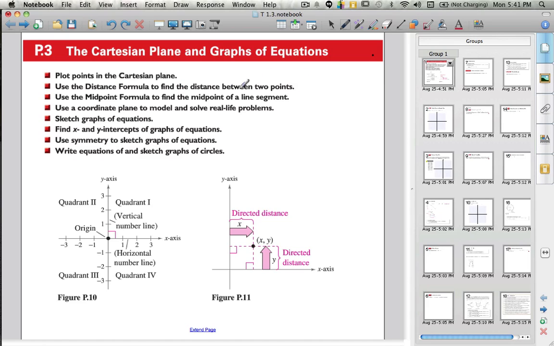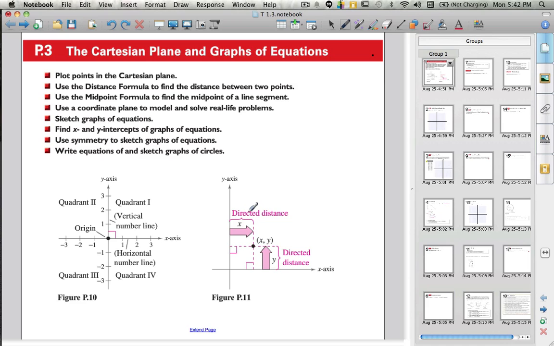We want to be able to use the distance formula to find the distance between 2 points. We want to use the midpoint formula to find the midpoint of a line segment. We want to use a coordinate plane to model and solve real-life problems. We want to be able to sketch the graphs of equations, find x and y intercepts of graphs of equations, use symmetry to help smooth the process of graphing by hand, and we also want to learn how to write the equations of and graph circles.